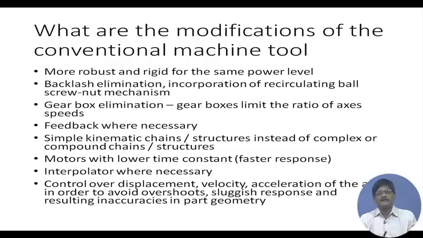Feedback is sometimes necessary where the prime mover is not capable of carrying out exact motions as required by the program. Generally, from complex or compound chains or structures, we go for simple kinematic chains, which we will be discussing in more detail. Motors with lower time constants, which have faster response, are preferred. Interpolators are necessary in case of continuous control, and we need machines where overshoots and sluggish response can be avoided. That means the dynamic constants of the machine have to be designed so that overshoots are less and sluggish response is avoided.